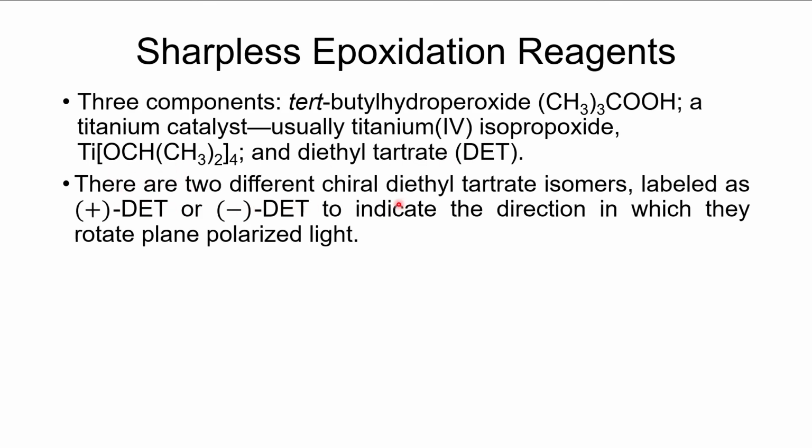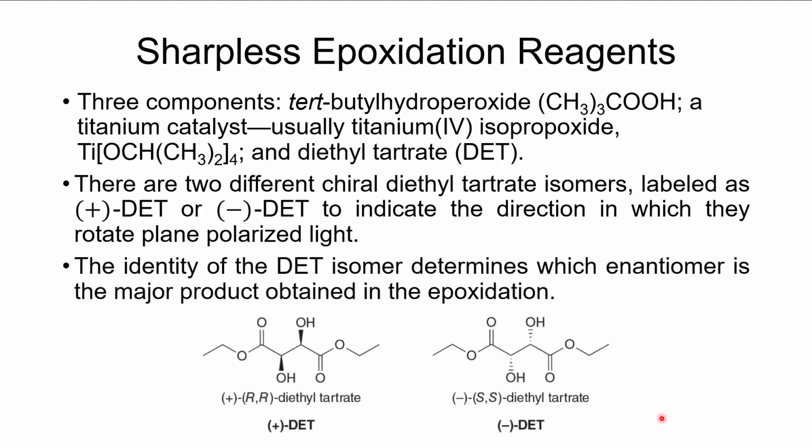There are 2 different chiral diethyl tartrate isomers, and I'll show you the pictures of these. These are the 2 enantiomers of the diethyl tartrate. The plus indicates that it rotates plane polarized light clockwise. The minus indicates that it rotates the plane polarized light counterclockwise. And which one of these you add to your reaction will determine what product you get. So let me show you how that works.